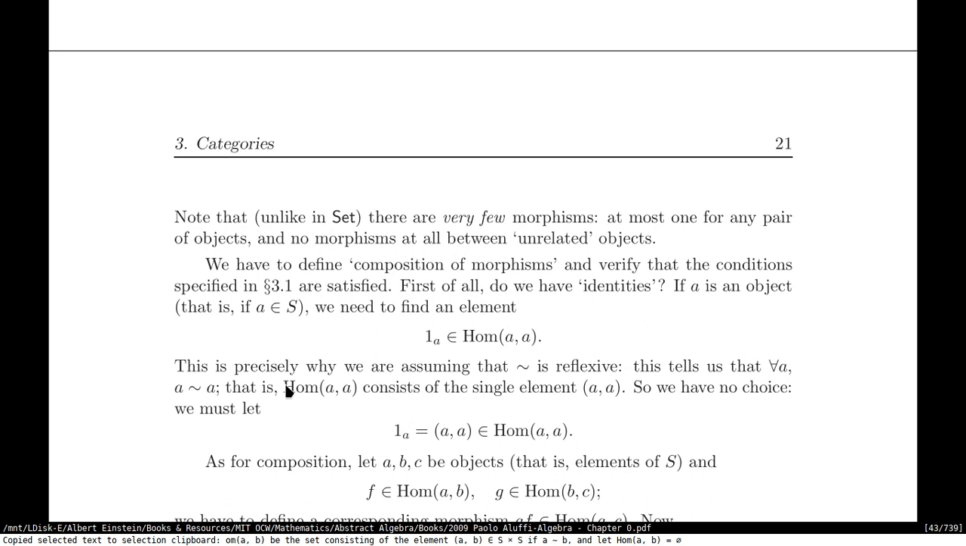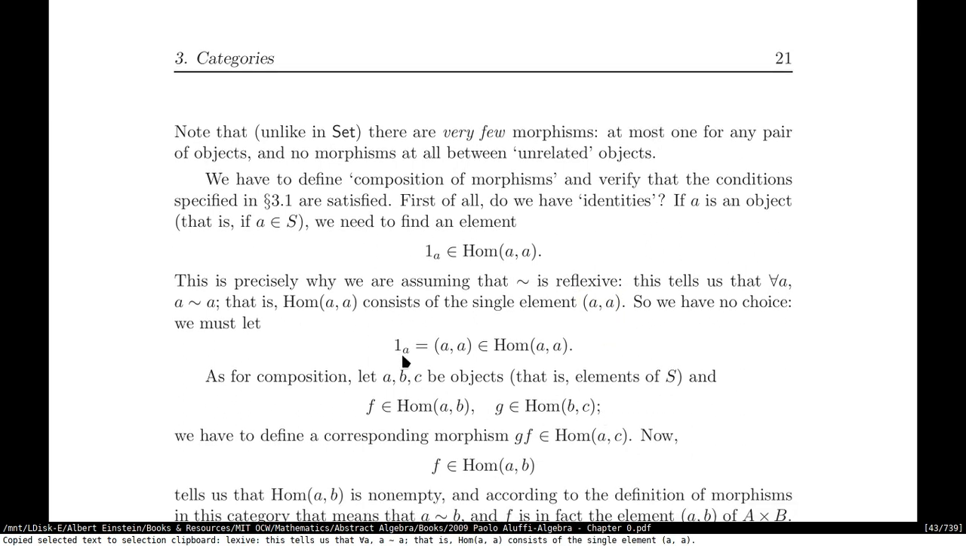If you remember when we defined the equivalence relation, being reflexive means that if you apply the relation to the element itself, it always holds. So for all A, A is always identified with A using the relation. So the identity actually exists. The Hom set of A with itself, that is the set of endomorphisms, consists of the single element (A, A), because for all A, you will have the ordered pair with the same element. And that would be the identity for this object, right? So we satisfied the condition for identities.